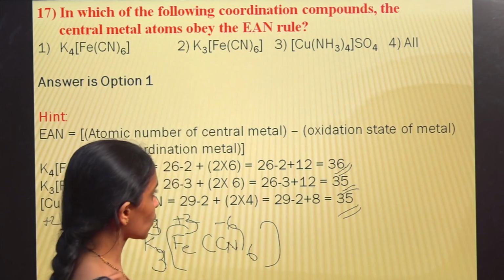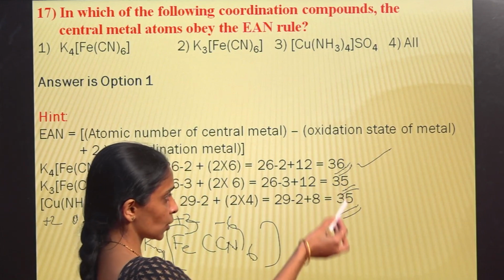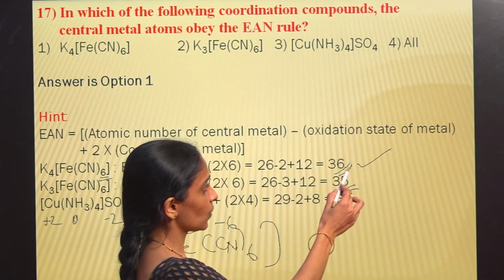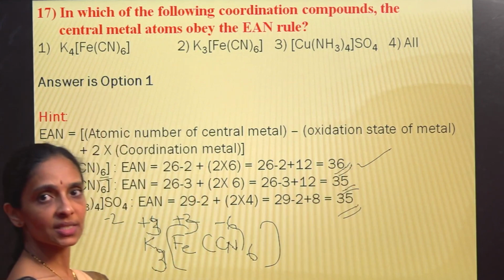So EAN rule obey madta iroddu first complex matra. Okay, second and third obey madodilla, ellavu obey madta illa, only the first complex is obeying EAN rule. That is why option 1 is the answer.